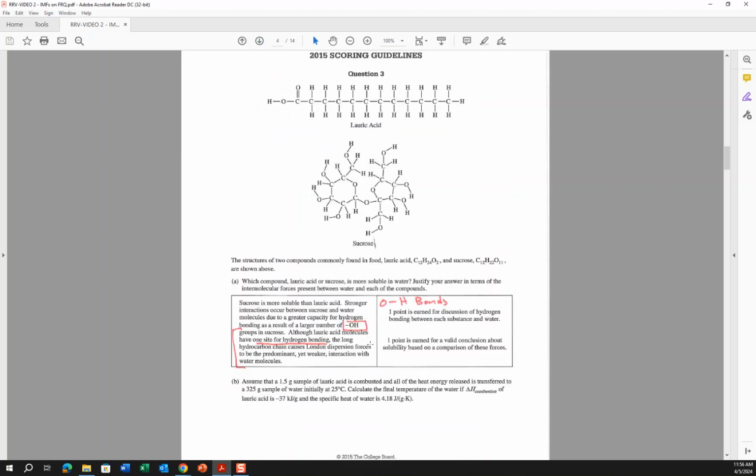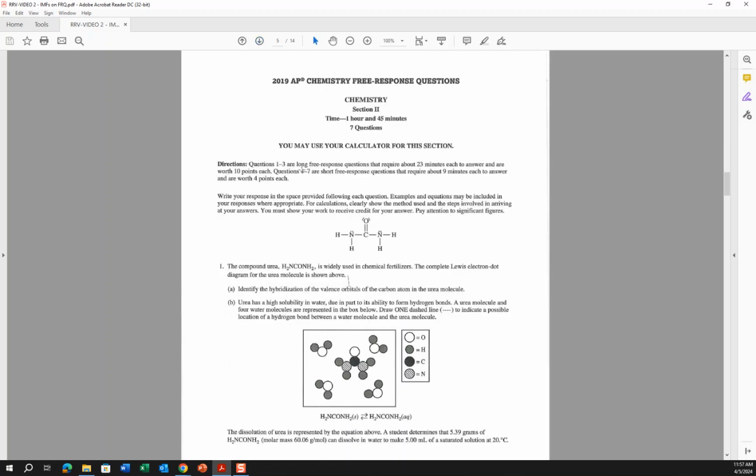Okay. And here's the actual scoring guide answer they were looking for. Now, you don't have to write this word for word, but notice they did mention how many OH groups this had compared to that, and they're talking about more sites for hydrogen bonding. Okay. All right, so we move on to the next one.